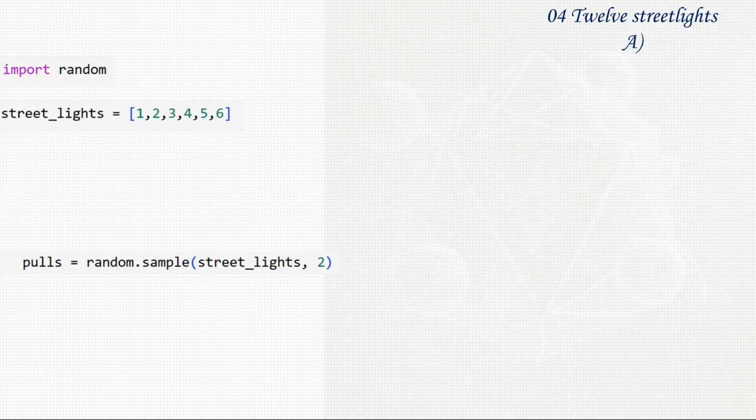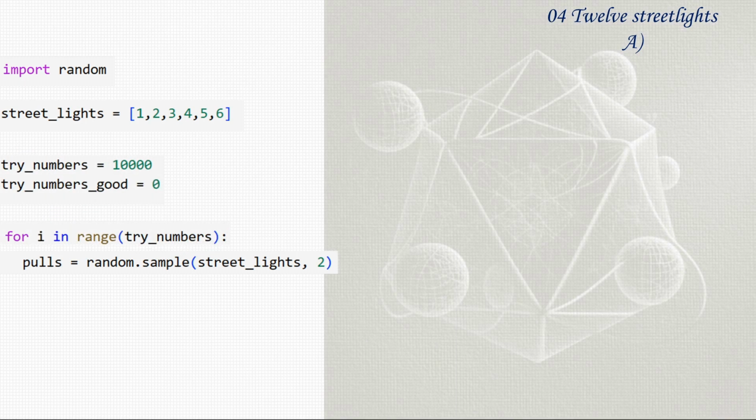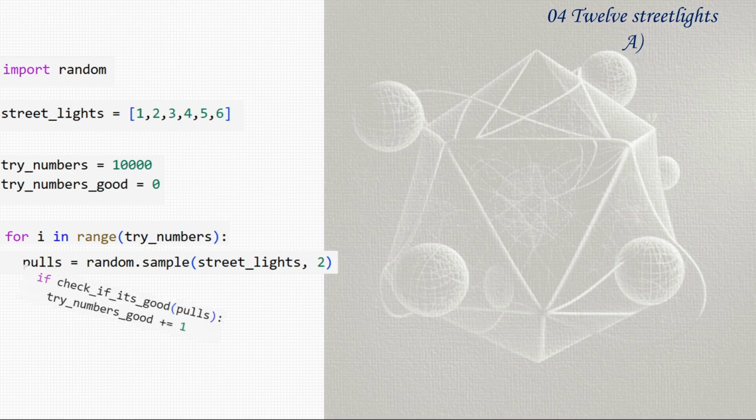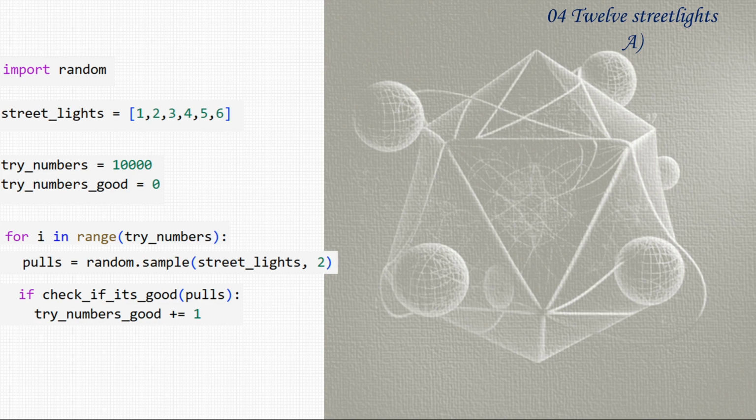As before, we will randomly sample by choosing 2 streetlights out of 6. We will try to sample 10,000 times. Whether 2 streetlights are adjacent, we will determine from the function check if it's good. Very often, various practical problems require us to take into account various constraints on the variables of the problem. To specify these constraints, we can create a function in Python and add it to our problem solution.